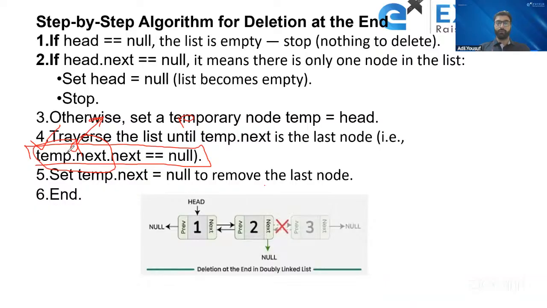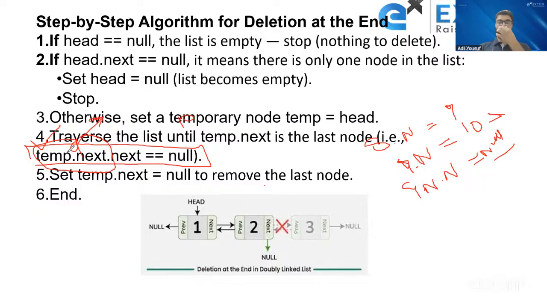See, simple. Let me write it. When I say 8 dot next, which node is it? Ninth node. When I say 9 dot next, which node is it? It is the 10th node, right? So when I say 9 dot next is equal to null, what does this mean? This means the 10th is the last node.